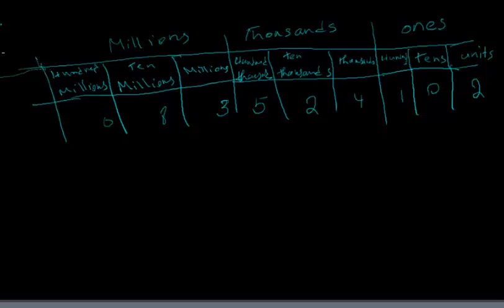Let's add one more column to show that the trend continues. The number 2 under billions. How do we read it? It reads 2,083,524,102.